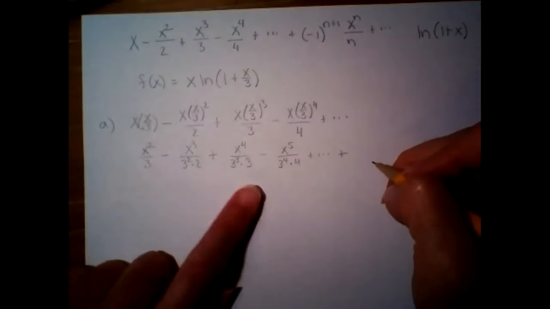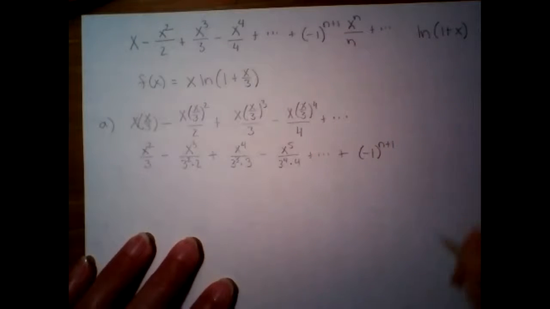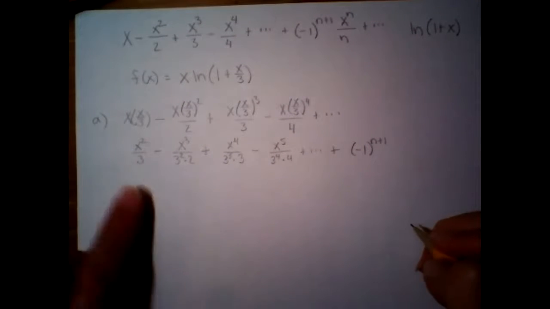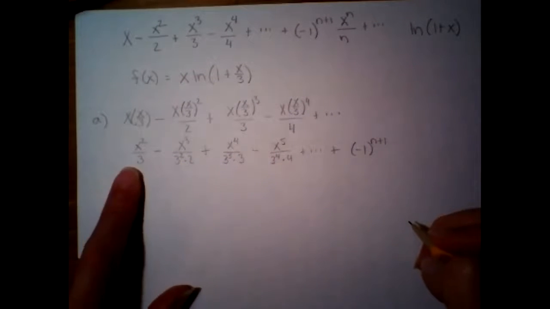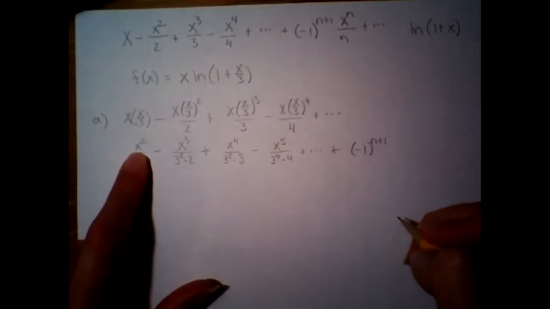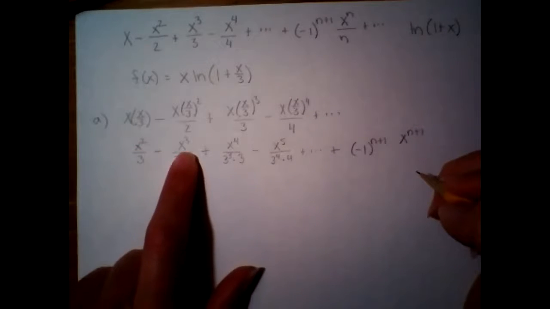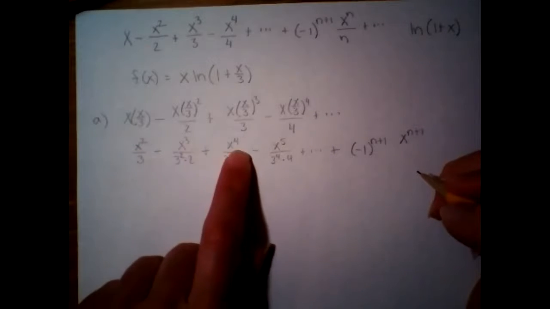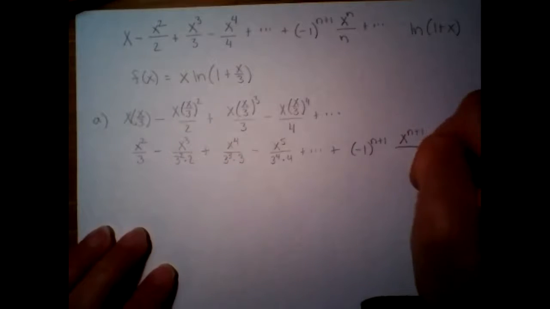Now, when you have it written this way, it's a little bit easier to write the general form. It's still alternating, so you're still going to have this -1 to the n plus 1 there. Now, this is the first term, second term, third term, fourth term. So let's deal with the x's first. For this one, if n is 1, we have x to the power of n plus 1. And then same thing here. If this is the second term, 2 plus 1 is 3. And if this is the third term, 3 plus 1 is 4. So it's n plus 1.